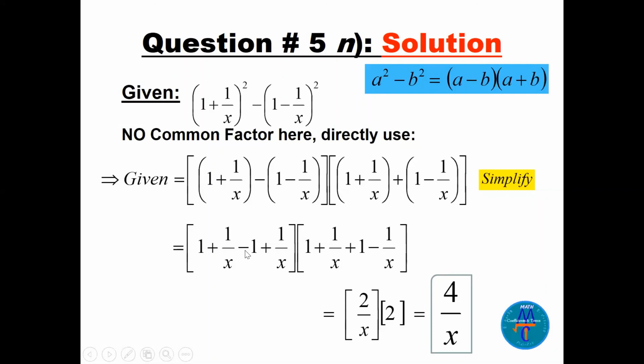So this one here, minus 1 plus 1, is 0. They cancel. 1 over x plus 1 over x is 2 over x. Here, minus 1 over x is canceled. 1 plus 1 is 2. If you multiply 2 over x times 2, see this 2 over 1 here, you multiply only the numerator. 2 over 1. So 4 over x is the answer.